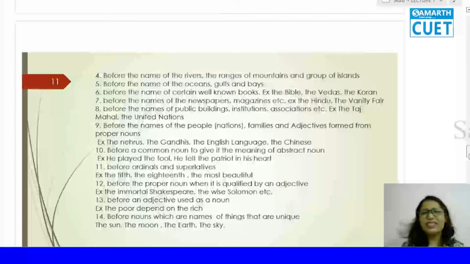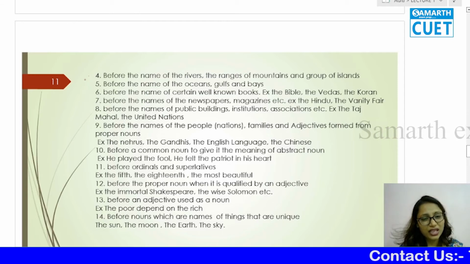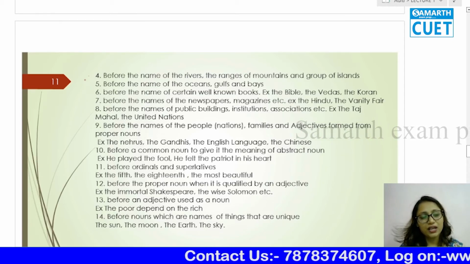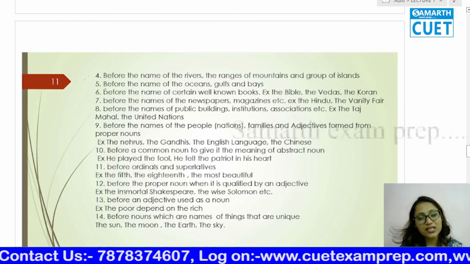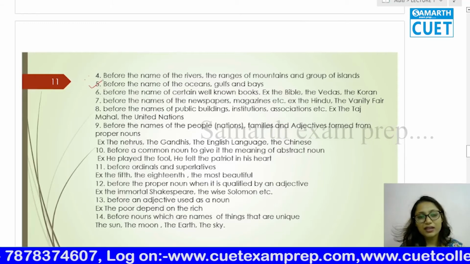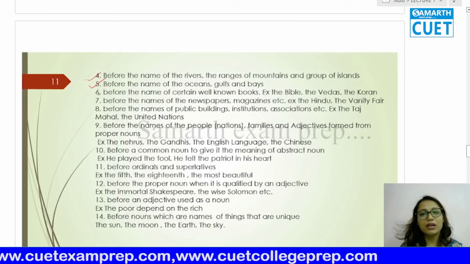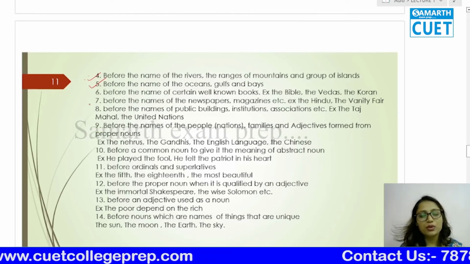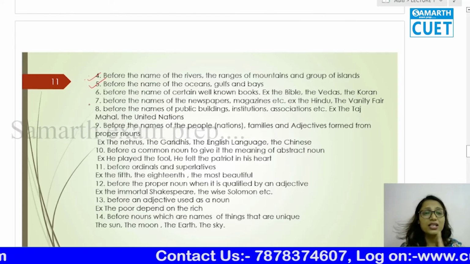Okay, so the is used in many ways. The definite article is used before the names of rivers, ranges of mountains: the Himalayas, the Ganges, the Lakshadweep. Before the names of oceans, gulfs and bays: the Pacific Ocean, the Arctic Ocean. The before the names of certain well-known books: the Ramayana, the Bible, the Quran. Before the names of newspapers, the Times of India, the Hindu, and magazines, the Vanity Fair.